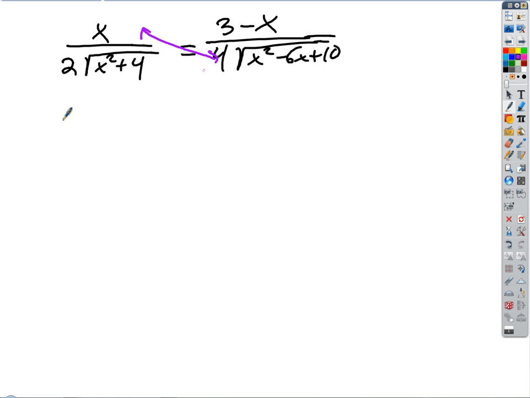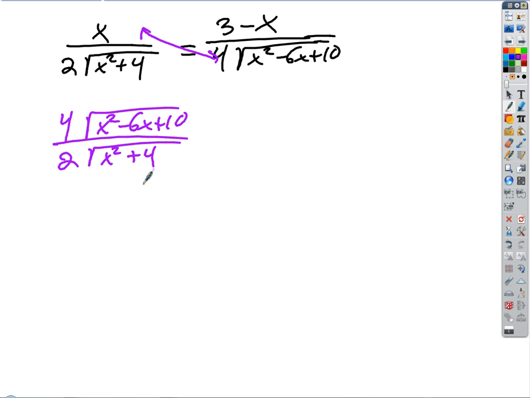We're going to get 4 times the big square root over 2 times the small square root. What happened to the x? And then the x is going to end up down here.